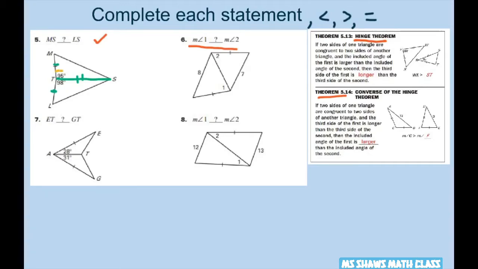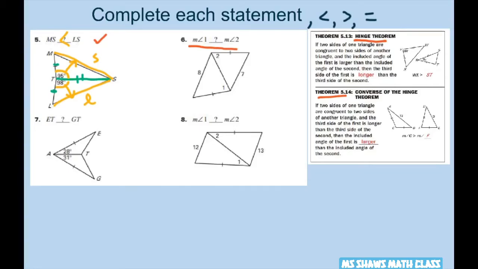Therefore, since we have these included angles here, we look at this side and the side opposite this side. And the smaller angle gets the smaller side. So since 95 is smaller than 98 degrees, then MS is the smaller side and LS is the larger side. So MS is smaller than LS.